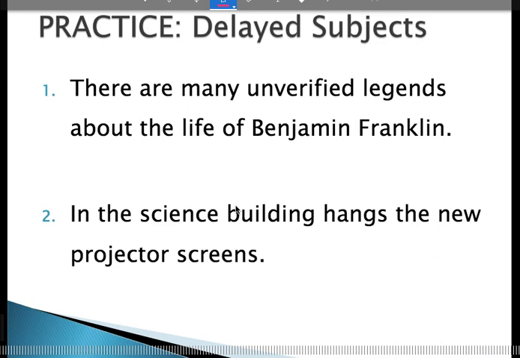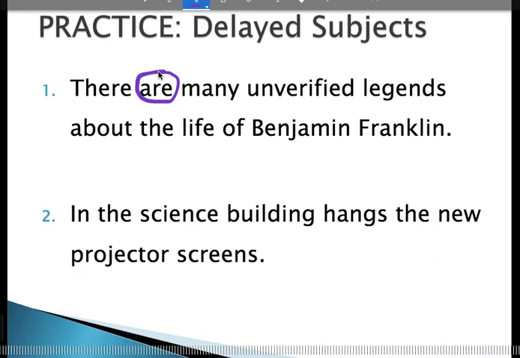So let's look at some examples of these delayed subjects. So that means that the subject comes after the verb. And we're going to follow those steps in order to find the subject and verb. So our first sentence, there are many unverified legends about the life of Benjamin Franklin. All right, so the first step is to find the verb. What is the action in this sentence? Well, here you can't forget about those little to be verbs. So here the verb is are, to be in existence. That is the verb in this sentence.